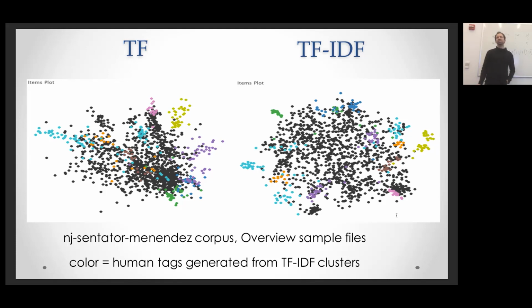When we divide the term frequencies by IDF, we cancel out not only the stop words, but the Menendez style stuff. And we get much more distinct clusters, as you can tell from the fact that many of those topic clusters are now much more compact and distinguishable. All right, so that's why we do this.